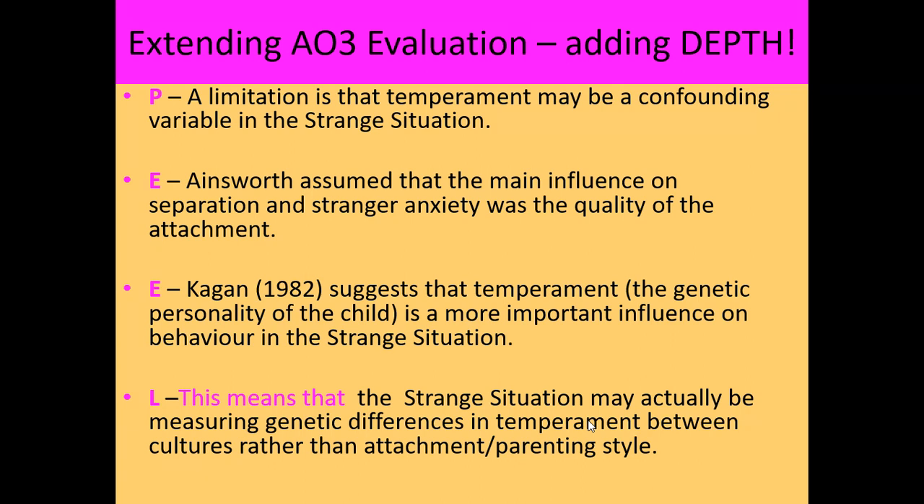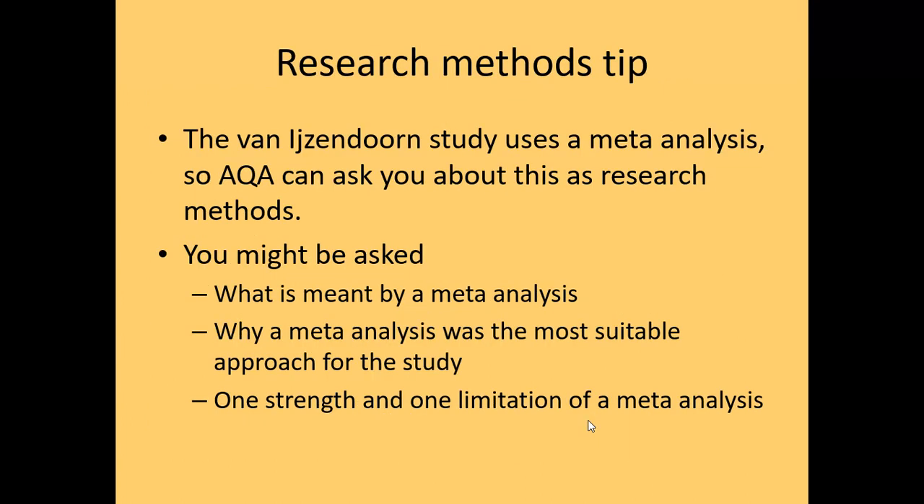Remember, you would only need 3 elaborated AO3 for a 16-mark. Try to make sure that at least one is an issue in debate or you link to an issue in debate. Now, the Van Oostendorp and Kroonenberg study is liked by AQA because it uses a meta-analysis.